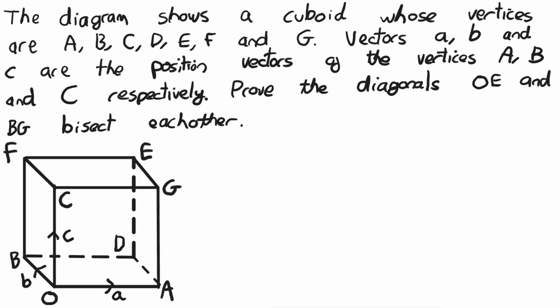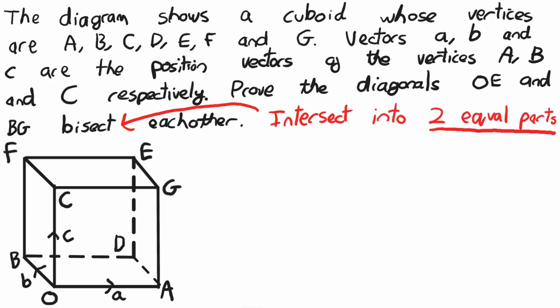So we're given a diagram of a cuboid here that goes from O, A, B, and all the way up to G, and we're given the vectors A, B, and C. We need to use this information to prove that the diagonals OE and BG bisect each other. So I want to remind you of the definition of what bisect means. Bisect means that two lines intersect into two equal parts.